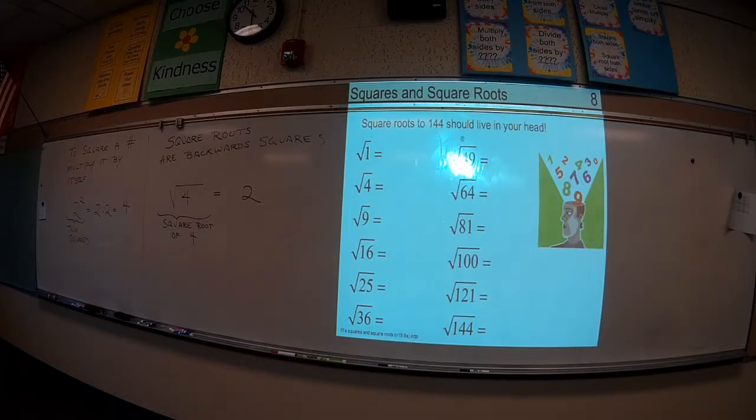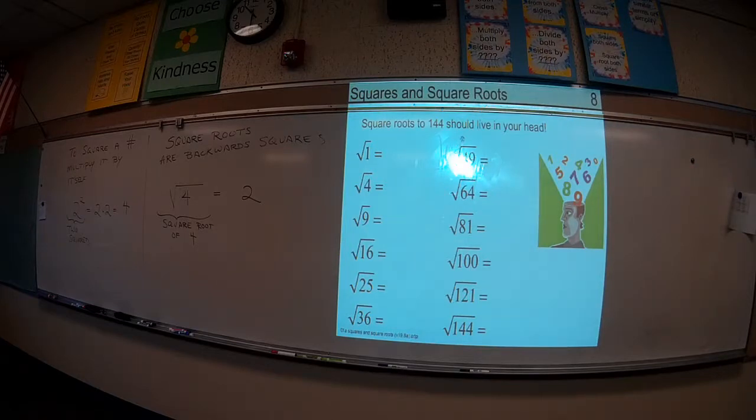8 squared. Square root of 16. 4. Square root of 4. 2. Square root of 1. 1. 8 squared. 64. 9 squared. 81. Square root of 9. Square root of 81. 11 squared.